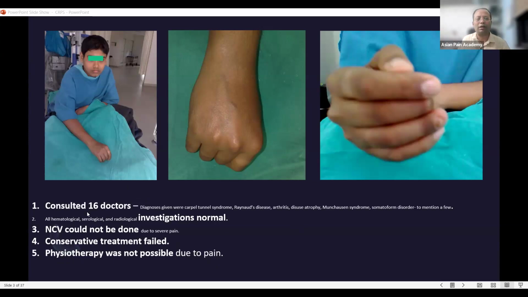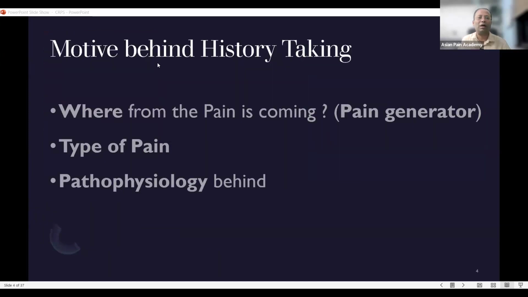And here only one thing is not common, that he is a very young boy. Usually it is a mid-aged woman. Okay, so that is more common.